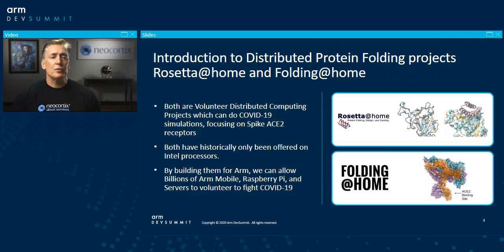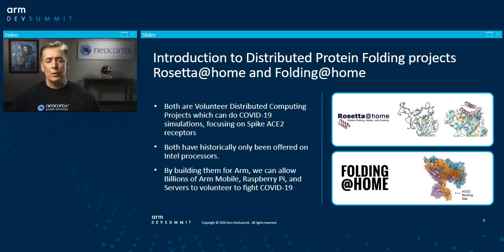First, an introduction to these two large distributed protein folding projects. First one's Rosetta at Home, and the second one is Folding at Home. Both of these projects are volunteer distributed computing projects, which in the last 7 months have been enabled to do COVID-19 simulations, focusing specifically on the spike ACE2 receptor. There's a difference between these two projects.